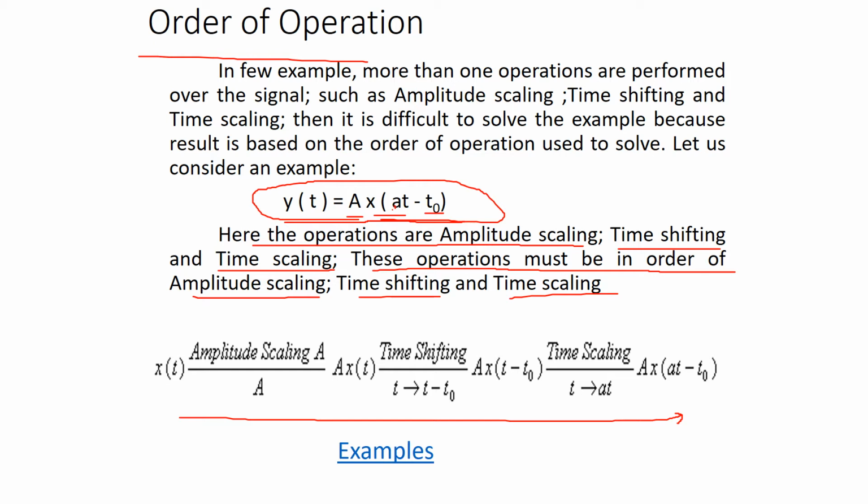Generally in shifting there are two operations, that is delay and advance. If x of t minus t0, then it is a delay operation. When x of t plus t0, then it is an advance operation. Delay means shift the signal towards the right side, and advance means shift the signal towards the left-hand side.